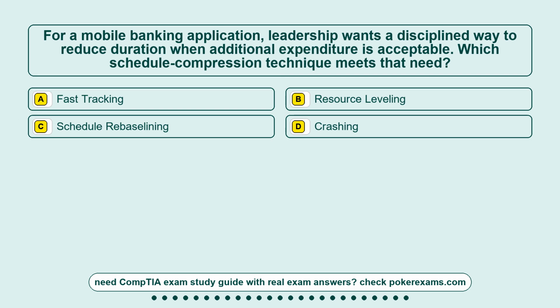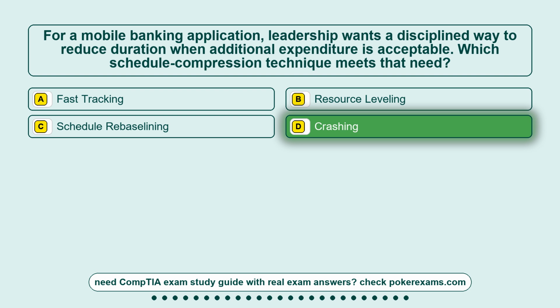Question 11. For a mobile banking application, leadership wants a disciplined way to reduce duration when additional expenditure is acceptable. Which schedule compression technique meets that need? Option A, fast tracking. Option B, resource leveling. Option C, schedule rebaselining. Option D, crashing. The correct answer is option D, crashing.